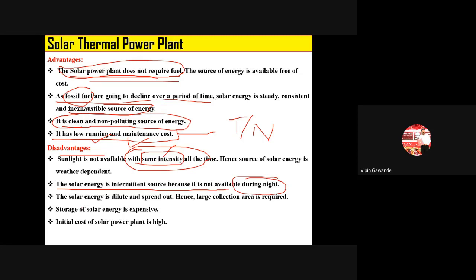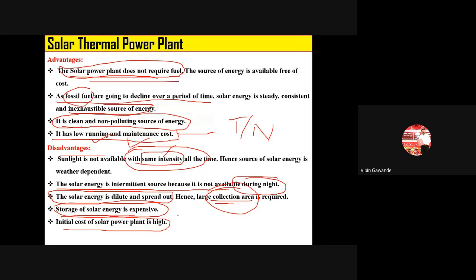Now solar energy is dilute and spread out. To trap solar energy we require a large collection area. Because of this, the initial cost of this plant is very high, and after that we have to store this energy also. So storage of solar energy is also expensive. So these are some of the disadvantages of the solar thermal power plant.